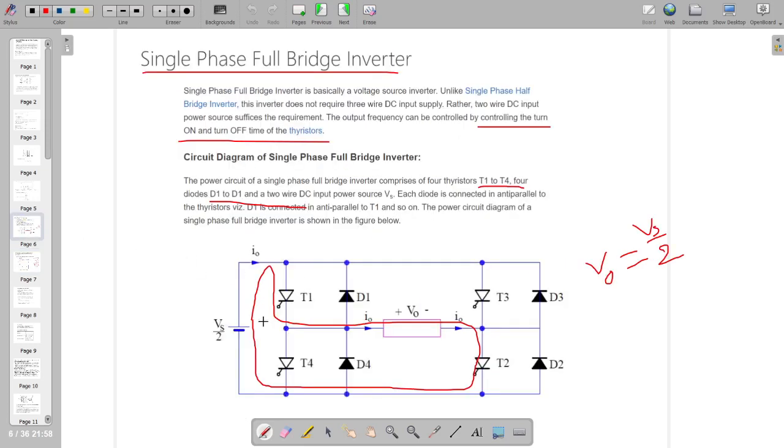Sorry, here it is wrongly written. So it is Vs plus Vs by 2, which is equal to Vs.